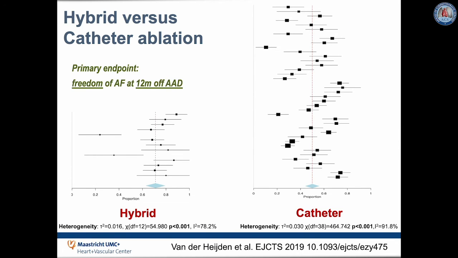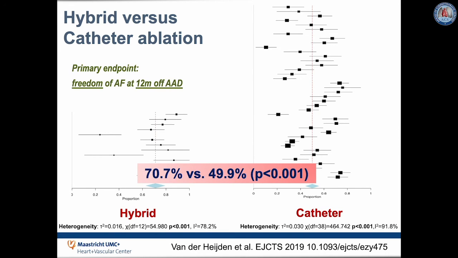In 2019, we did a large meta-analysis comparing hybrid versus catheter ablation in persistent AF patients, with the primary endpoint being freedom of atrial tachyarrhythmias at 12 months without use of AAD. And in this meta-analysis, we found that hybrid ablation is more efficacious than catheter ablation for the treatment.